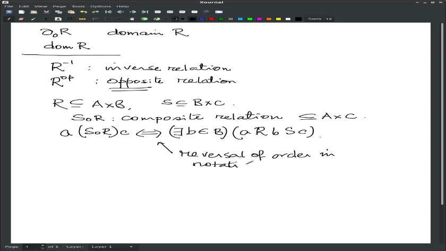And there is a lot of history behind this. Previously, people used to use R composed S and so on. Still, some people use it the other way round, but most people use this reversed notation. Much later on, if we do category theory, we will understand why we do this. There is a reason behind choosing this reversed notation, but you have to be careful. So that's what I can say at this stage.